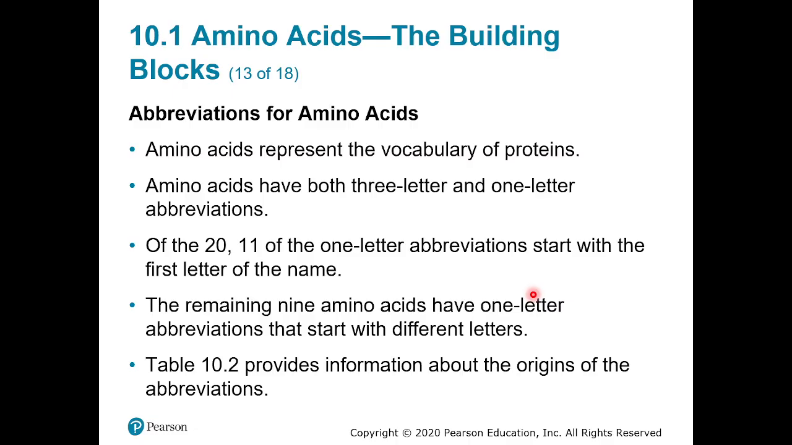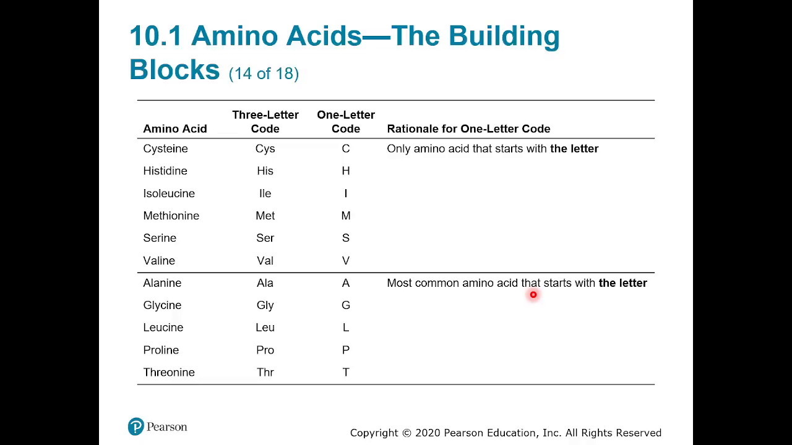Table 10.1 actually gives you the origins of these abbreviations in case you would ever like to know. This right here is your amino acid. This is your 3-letter code for them. The 3-letter codes, for the most part, are pretty good. Like very, very similar to the names, right? The 1-letter code are these right here. And this one is going to be one that starts with the letter: C, H, I, M, S, V. Those are always the ones that start with the letters. This is going to be the most common amino acid that starts with that letter.